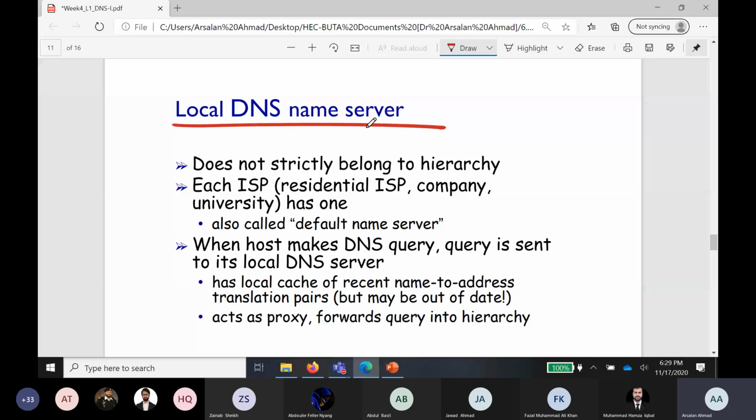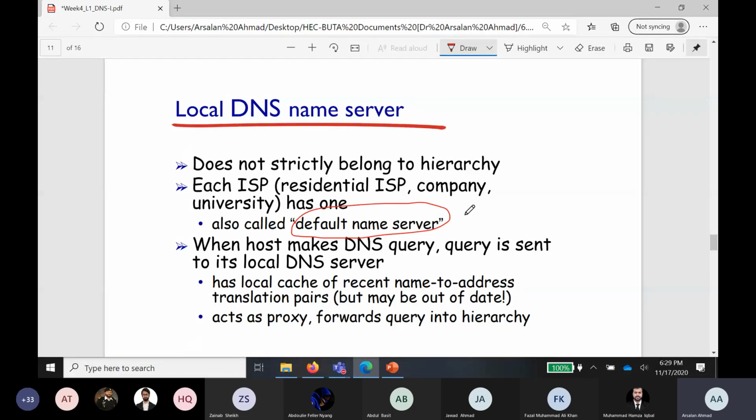Okay, so the local DNS name server does not strictly belong to the hierarchy. Each ISP, residential ISP, company, university has their own default name server. So Seeks has its own local name server. And users inside Seeks who are using the internet, getting the services of the World Wide Web and exploring different host names, all their diverse queries are directed to the local name server.